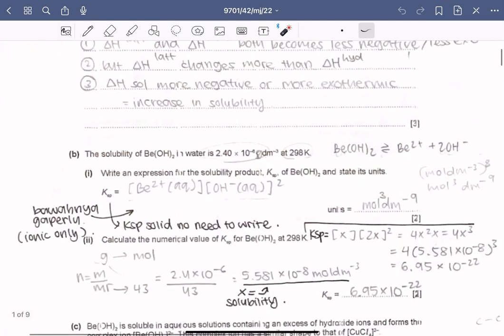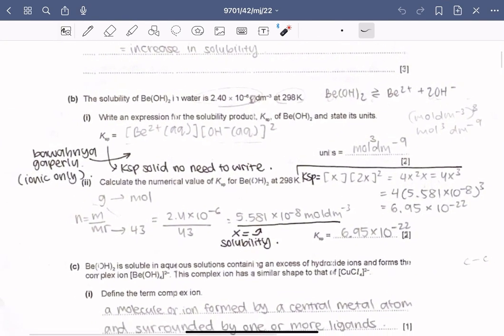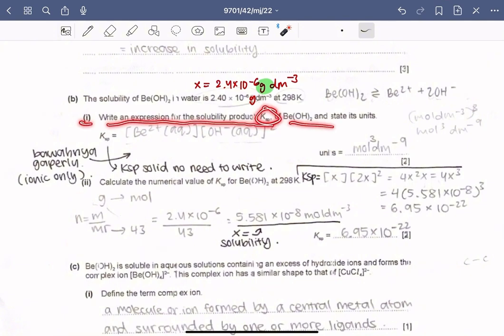So B, the solubility of Be(OH)2, or beryllium hydroxide, in water is 2.4 times 10 power negative 6 gram per dm cube. We have to take note that it is in grams. Okay, at RTP. Write an expression for the solubility product Ksp of beryllium hydroxide and state its units.